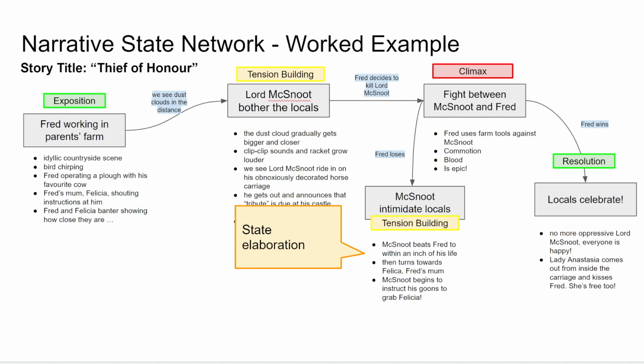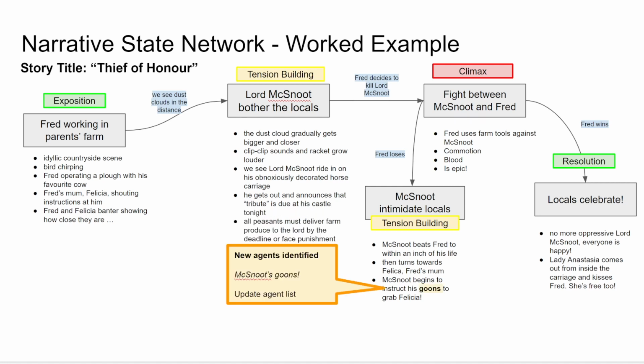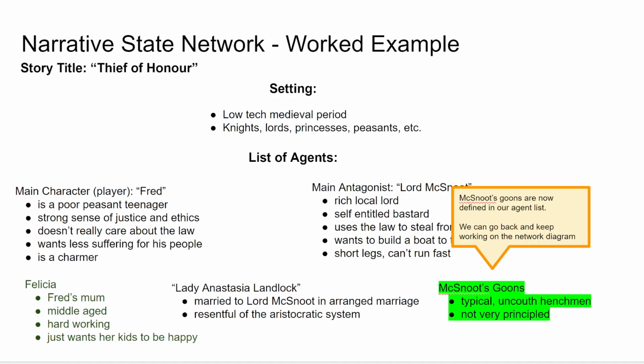But anyway, once we finish that, we can go ahead and expand, make more states, because I feel like we need more things. It's not quite as interesting as I want it to be yet. So we've identified goons. McSnoot begins to instruct his goons to grab Felicia. Then we need to go back to our character sheet, world sheet, or whatever we want to call it, and define what these goons are. They're basically henchmen, and they're not very principled.